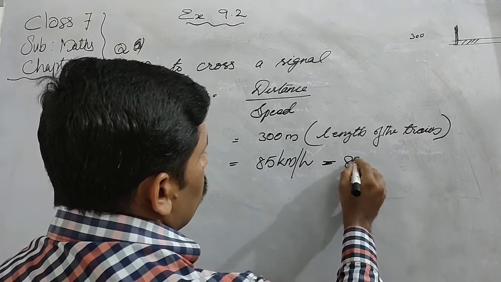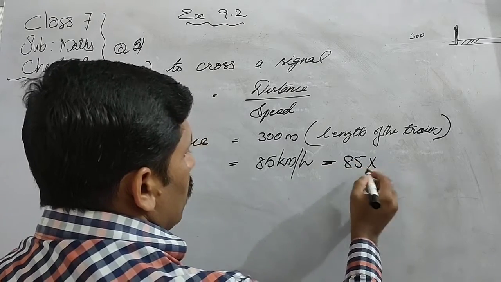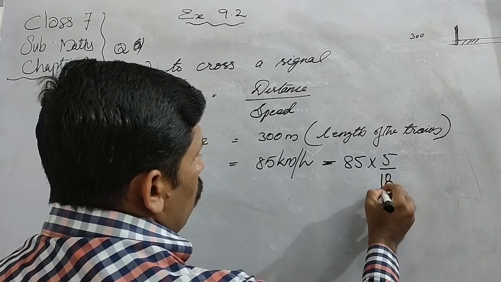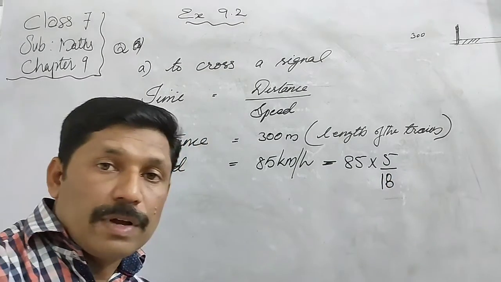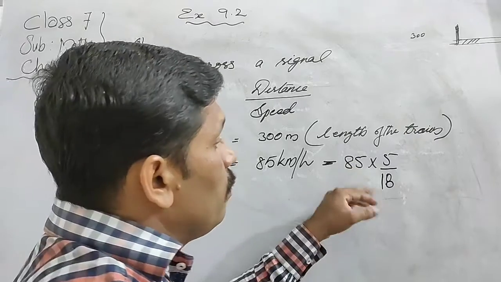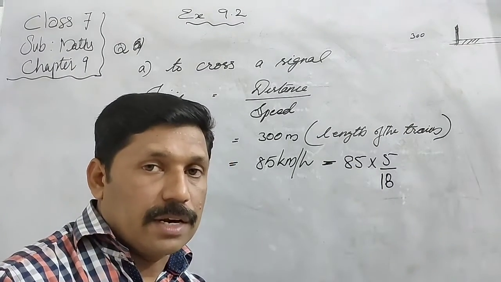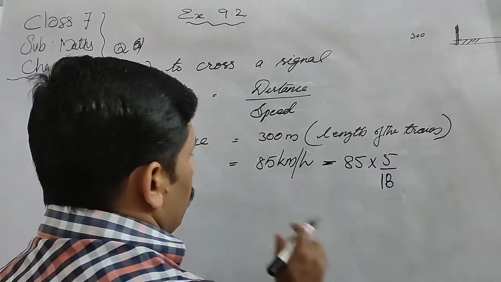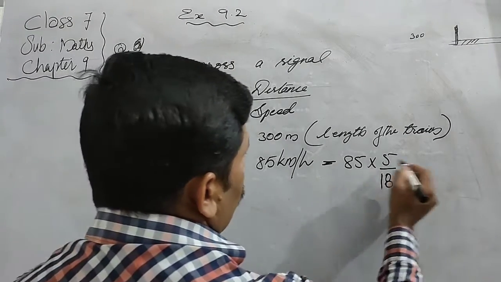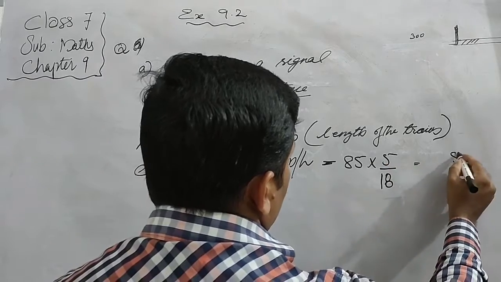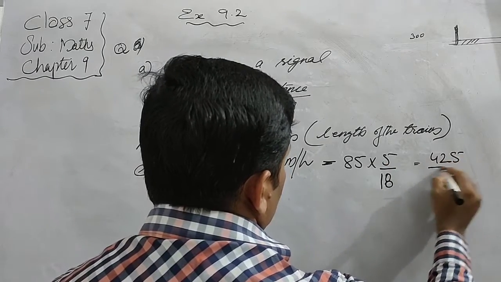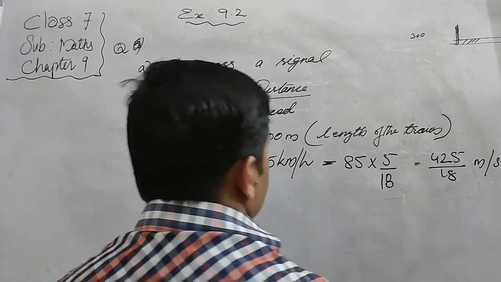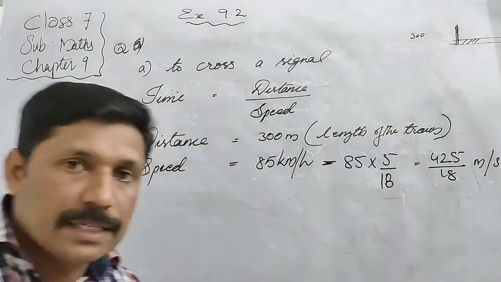How to change 85? I told you, we have to multiply by 5 upon 18. Or we have to multiply by 1000 and divide by 3600. Then we can write it as it is, or in this way: 5 fives are 25, 5 eights are 40, 42, 425 by 18 meter per second. This is the speed of that train.